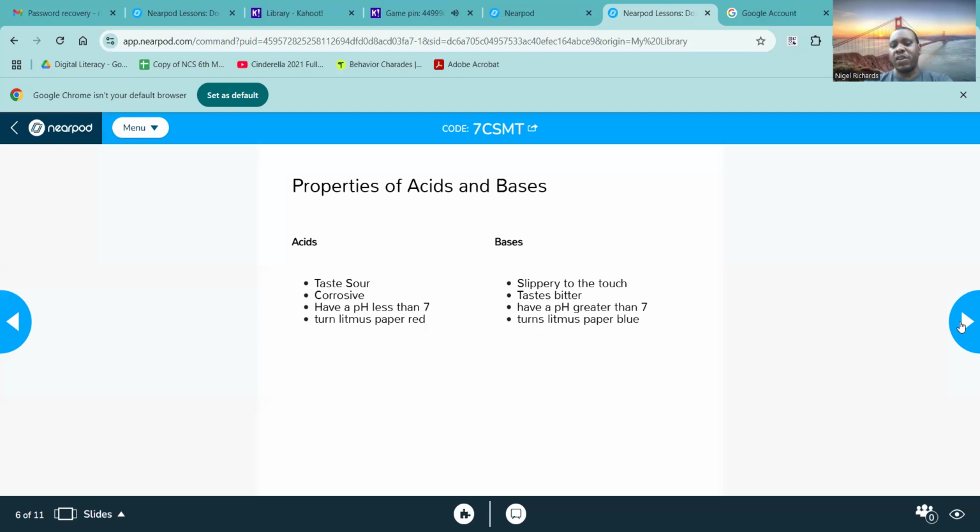While bases are slippery to touch and they taste bitter. And they have a pH greater than 7 and turn litmus paper blue.